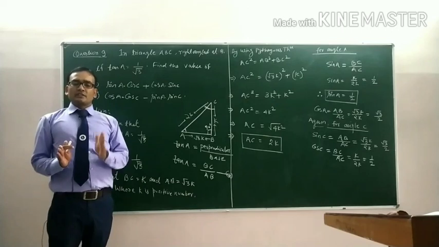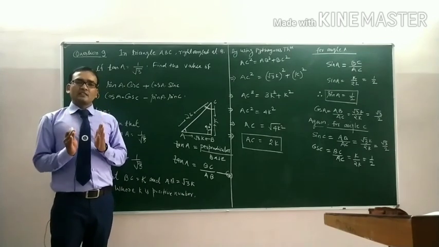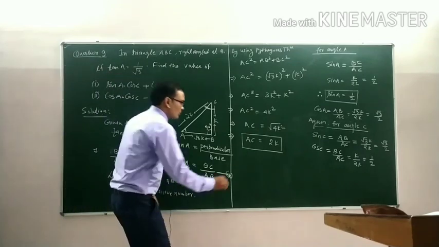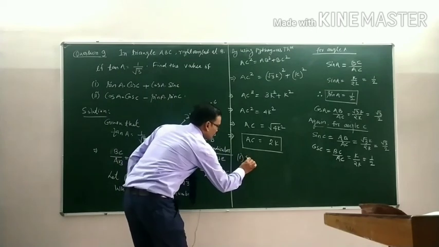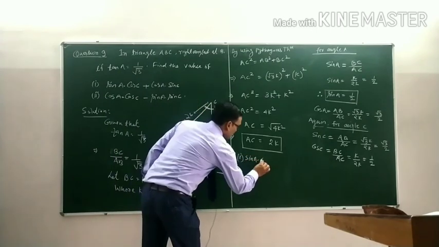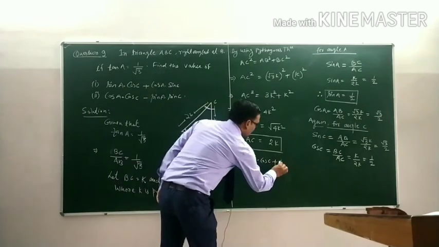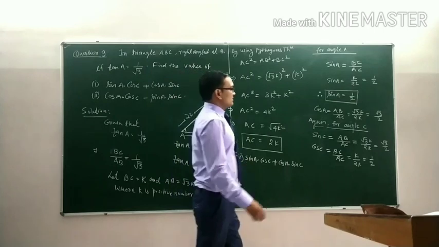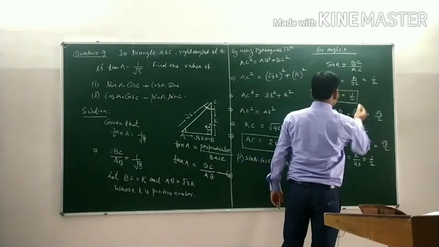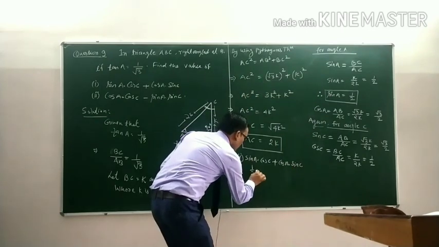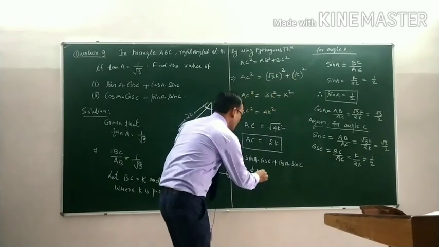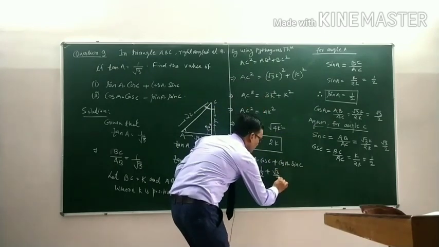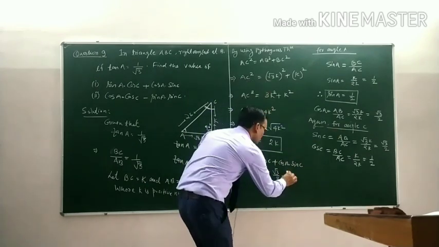Here we find the value of sin A, cos A, sin C, cos C, and we find the value of the first part: sin A cos C plus cos A sin C. Put the value of sin A: sin A is 1 by 2 and cos C is 1 by 2, plus cos A, the value of cos A is square root 3 by 2 and the value of sin C is square root 3 by 2.